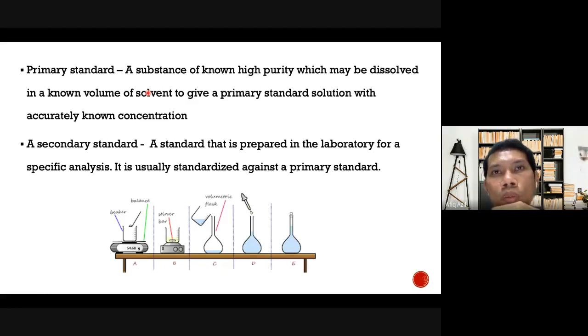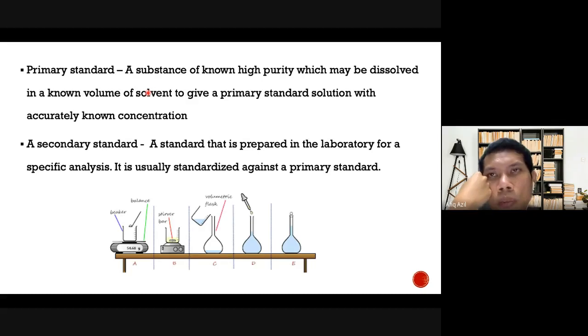And in industry, of course their purpose is to make money, so it is not feasible to do the testing with the primary standard every time you need to do the analysis.